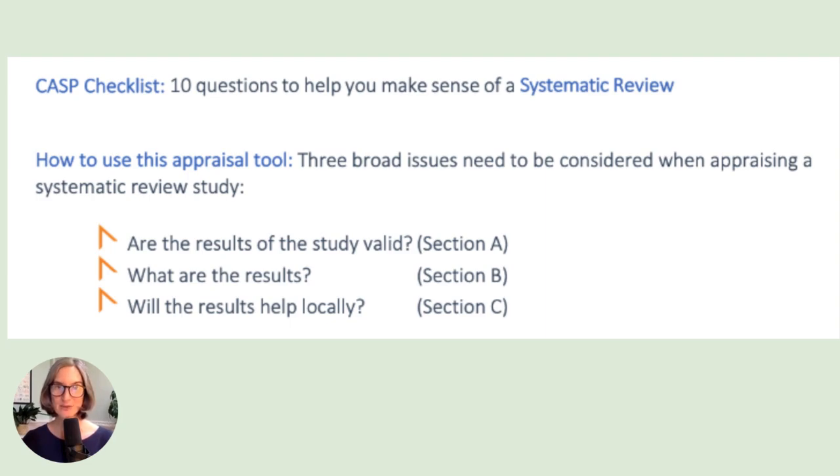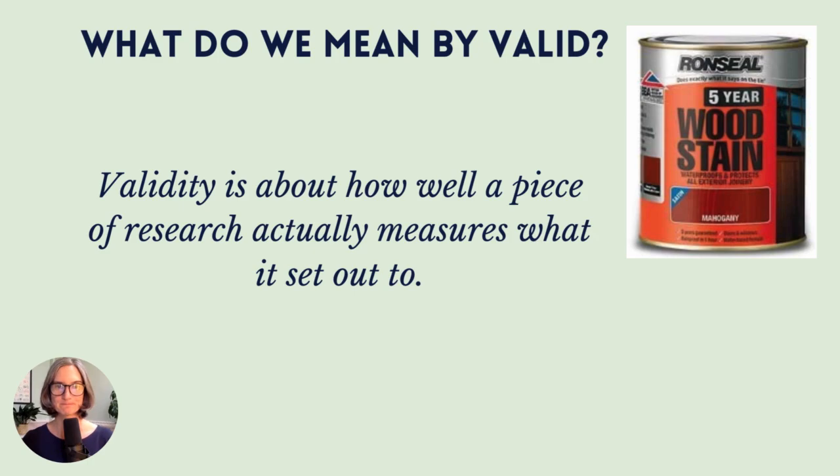So, the CASP systematic review checklist has 10 questions to help you make sense of a systematic review, and that is then broken down into 3 different sections. So, that is, are the results of the study valid? What are the results? And will the results help locally? So, you're just going to methodically work your way through these 10 questions.